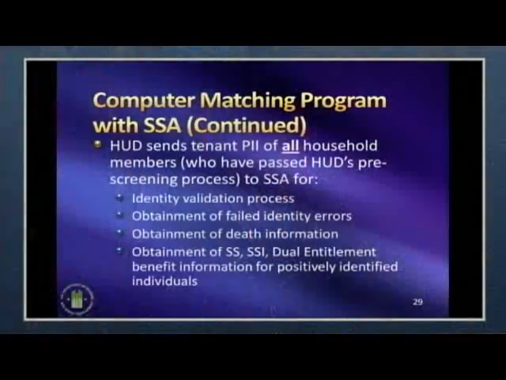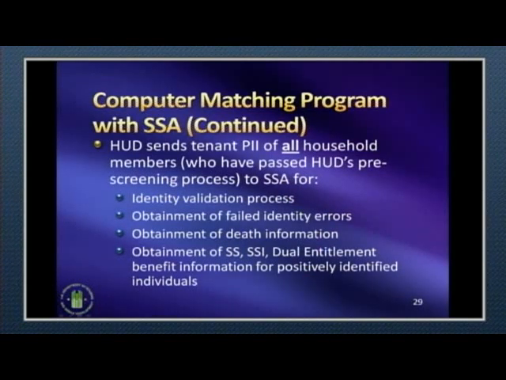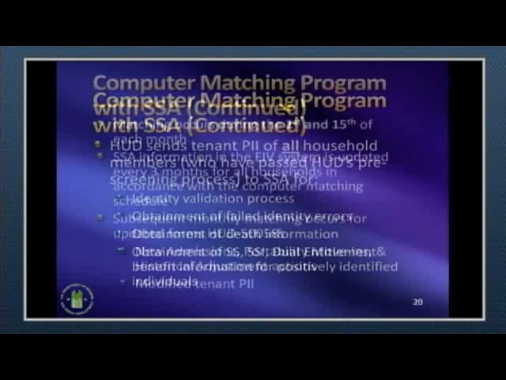Okay, so your computer matching with SSA. Basically, what HUD does is we send the PII to SSA for matching, and they're going to confirm whether or not the PII reported on the 5.8 matches what's in SSA's database. If it does not match, SSA will tell us exactly what the problem is, so you'll have the ability to get what we call failed identity verification errors. And if someone is no longer with us, they'll let you know that they're deceased. You'll also obtain your Social Security information for positively identified or validated individuals.